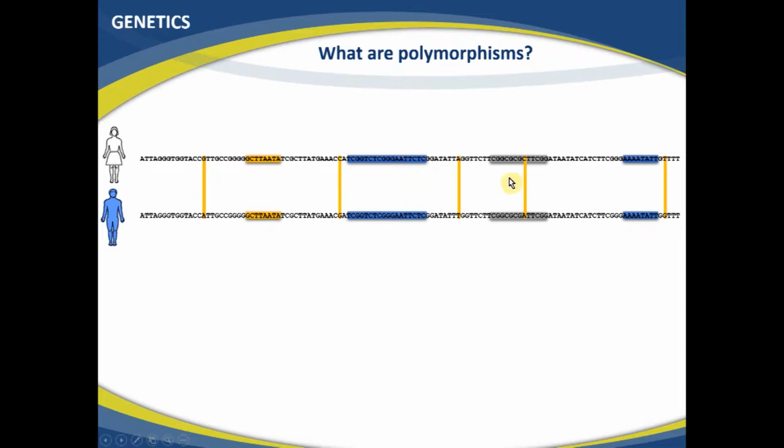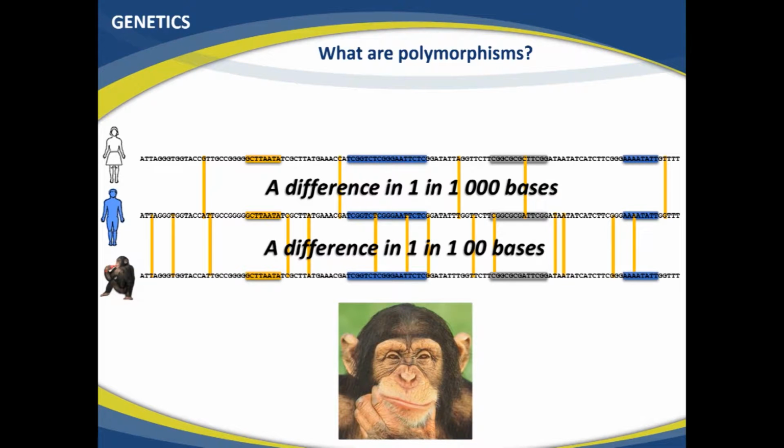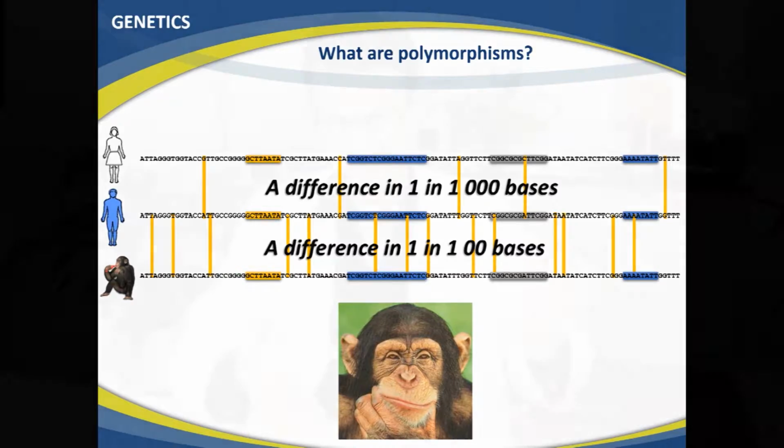And these variations, as I said, are quite common, and there's a difference of one in 1,000 bases, which is actually surprising, because if you take the DNA from a chimpanzee and you put it next to each other, again, it's very similar. The genes are usually in the same places, and you will have a difference of one in 100 bases. So it's really surprising. We have the same evolutionary history, and we can still see that in our genes.